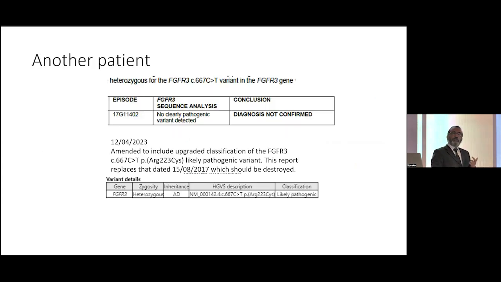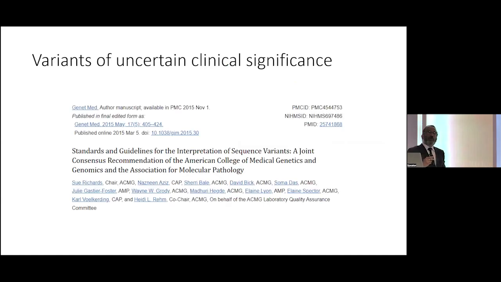So that patient's initial report said no clearly pathogenic variants. The particular variant was reported as a VUS initially, and then we issued an amended report saying this is likely pathogenic. So yeah, variants of uncertain clinical significance.